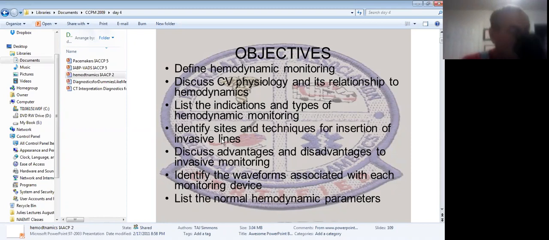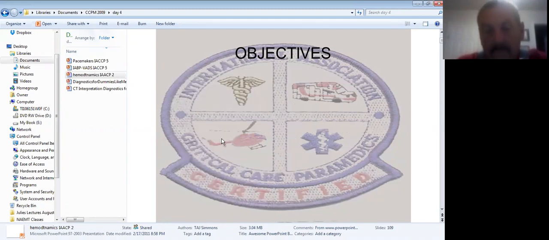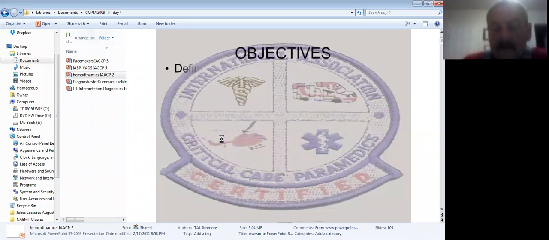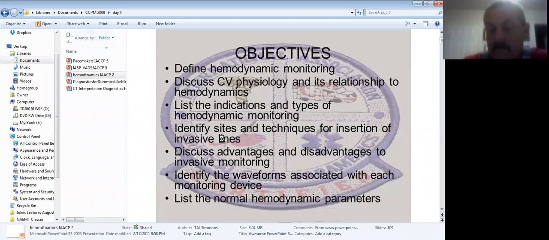So we're going to talk about hemodynamic monitoring. And again, maybe most importantly, we want to talk about what it all means. So hemodynamic monitoring in transport is something that was commonly done for really sick folks some years back. It is not done nearly as often now.